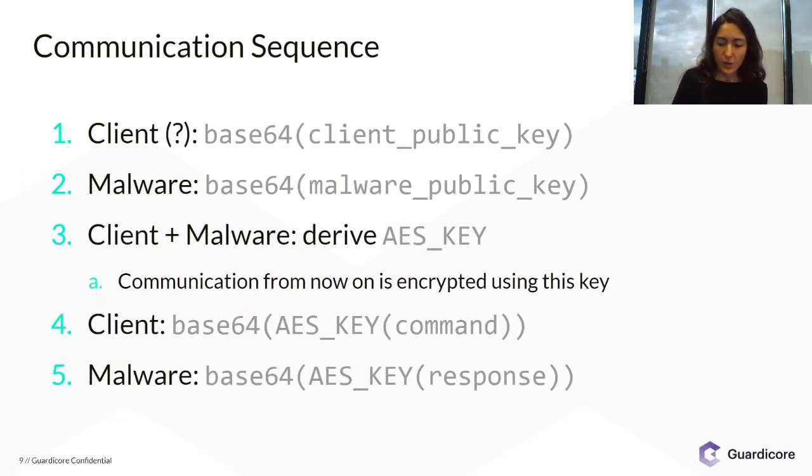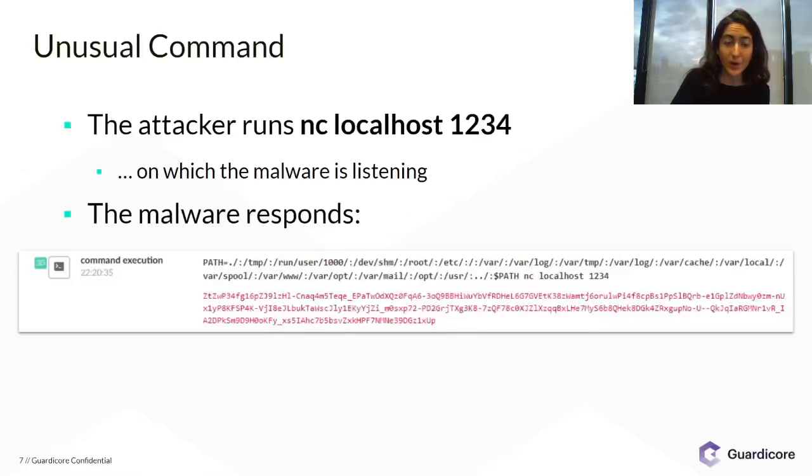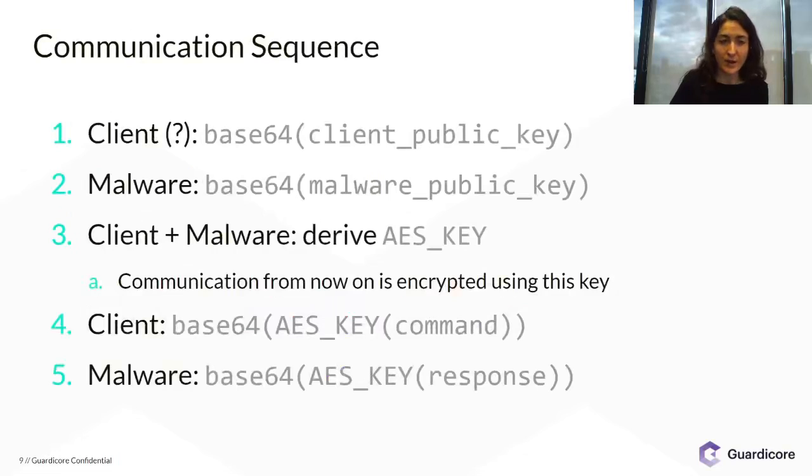Reverse engineering the flow a bit deeper, I understood that the communication sequence was as follows. The client connecting to the malware was expected to send its public key, base64 encoded, and the malware responded with its own public key, also base64 encoded, which is exactly what we saw here. This is the public key of the malware, which is encoded and returned to the client. According to the Diffie-Hellman protocol, the two sides now derive their own shared secret, which in our case is an AES encryption key. And from now on, communication is encrypted using the symmetric key.